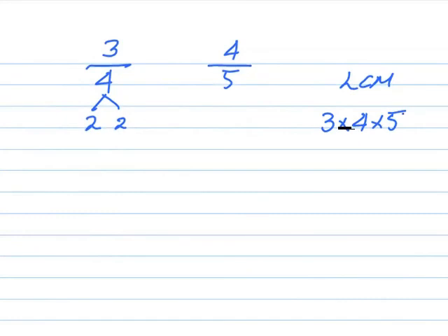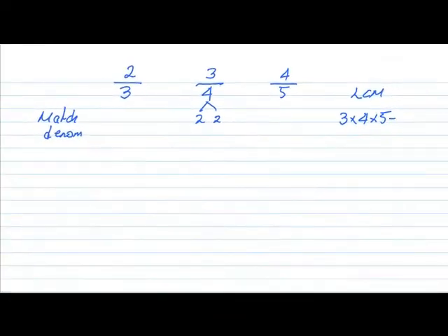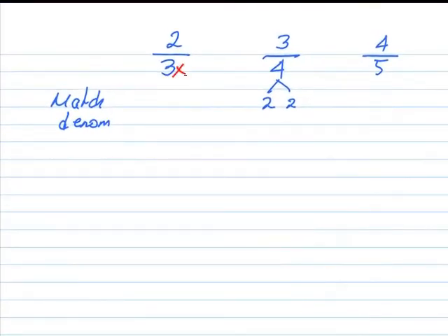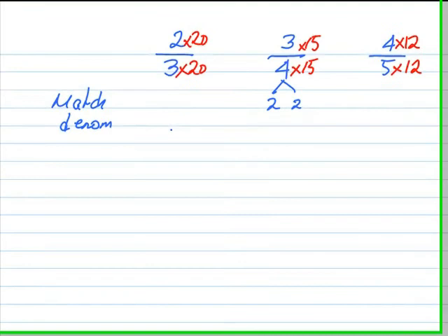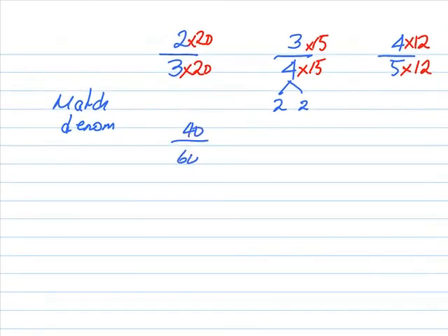So I'm going to match the denominators. How do I get from 3 to 60? I multiply by 20. How do I get from 4 to 60? I multiply by 15. How do I get from 5 to 60? I multiply by 12. So let's rewrite all the fractions. 2 times 20, that's 40. 3 times 15, that's 45. 4 times 12, that's 48.